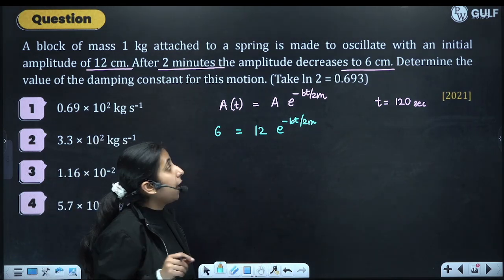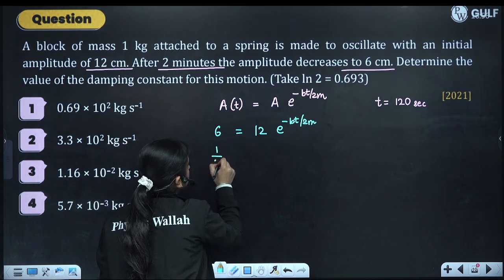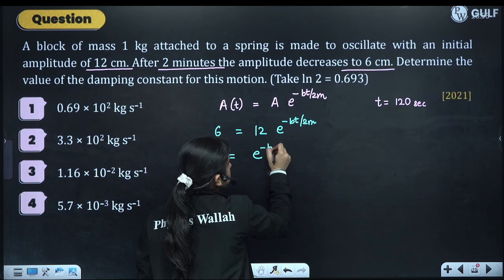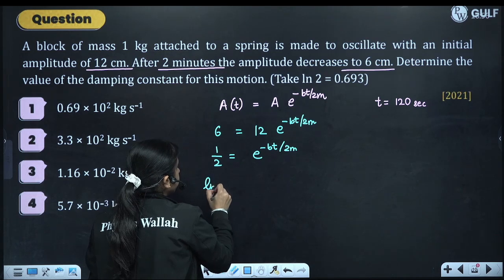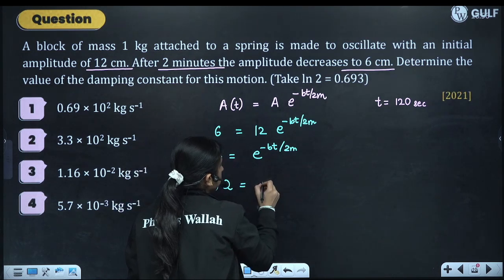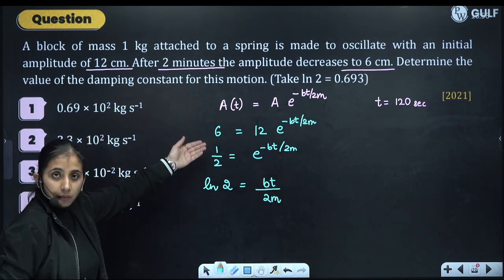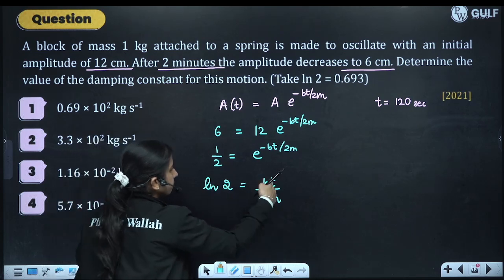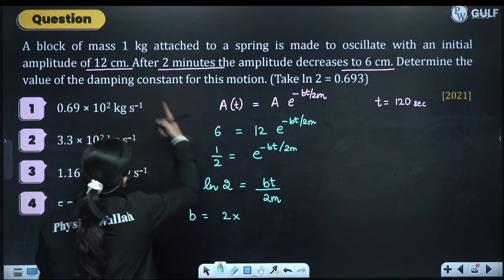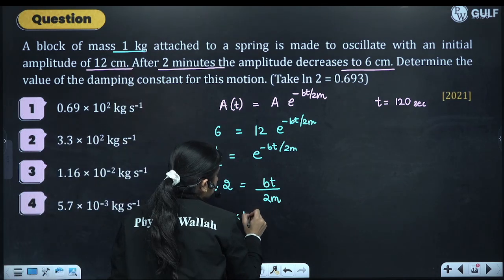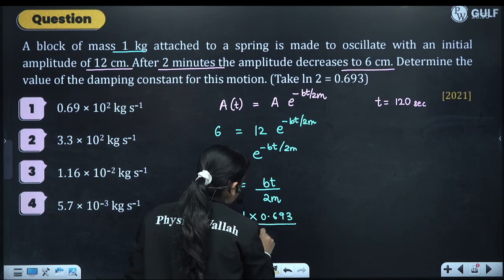We are given log 2 as 0.693. From this one we will get 1 by 2 is equal to exponential minus bt by 2m. Taking log, we will get ln of 2 is equal to bt by 2m. Now solve it. b is equal to 2 into mass. What is mass? 1 kg. 1 into ln 2, which is 0.693, divided by time, which is 120 seconds.